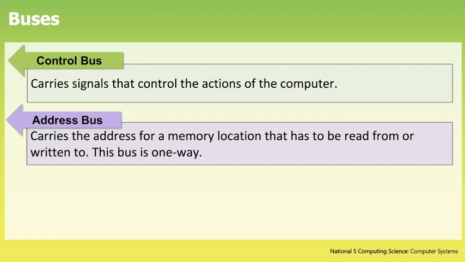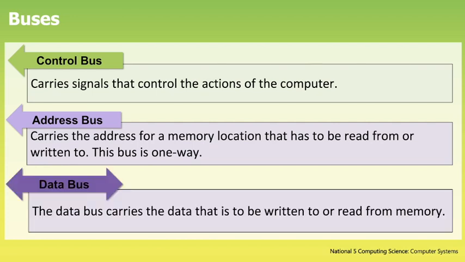So this is telling main memory you need to look at location 3 or location 2 for a piece of information, or that the piece of information that's going to come is going in there. Every location within memory has a unique address. The address bus is unidirectional. Information only goes from the processor to main memory. The last bus is the data bus, and the data bus carries the data that is to be written to or read from main memory. This means information can go from the processor to main memory and then from main memory to the processor, so it is a bi-directional bus.